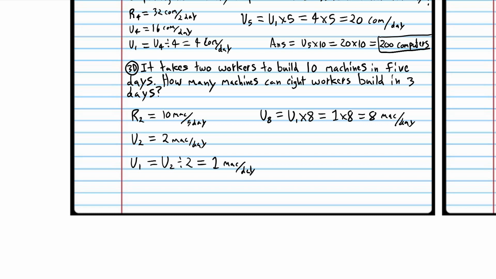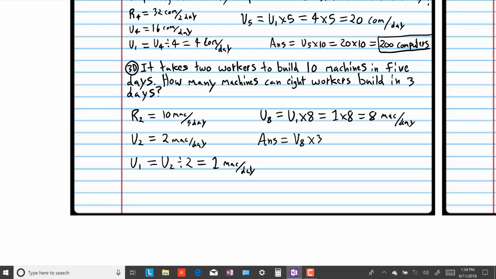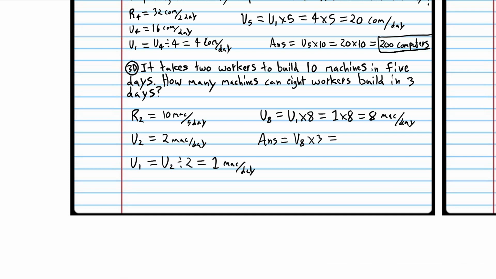So now there are 3 days. So the answer is going to be U8 times 3 days. The unit rate for the number of machines that 8 workers can make per day times 3, because there's 3 days. So that would be 8 times 3 is 24 machines. So if you got 24 machines, good job.